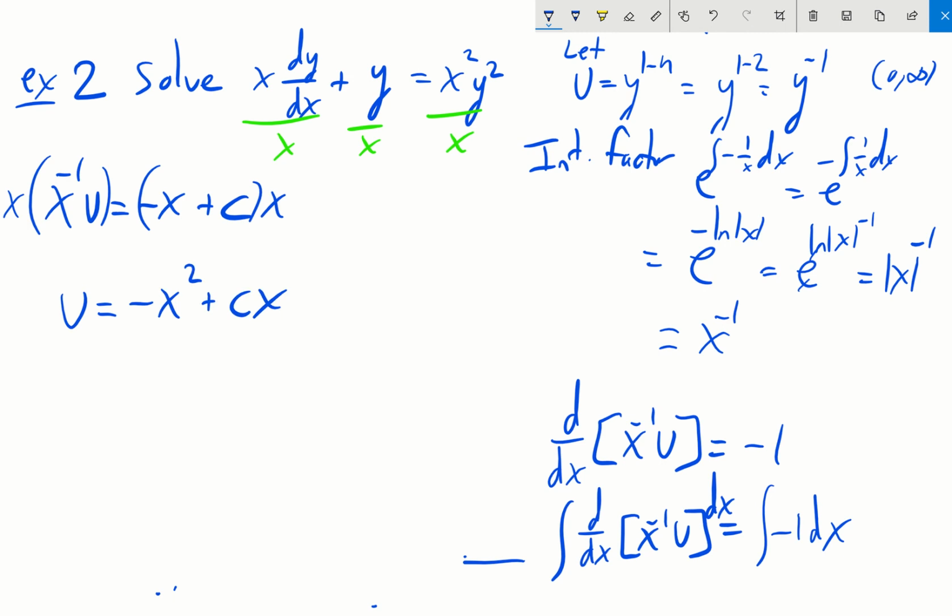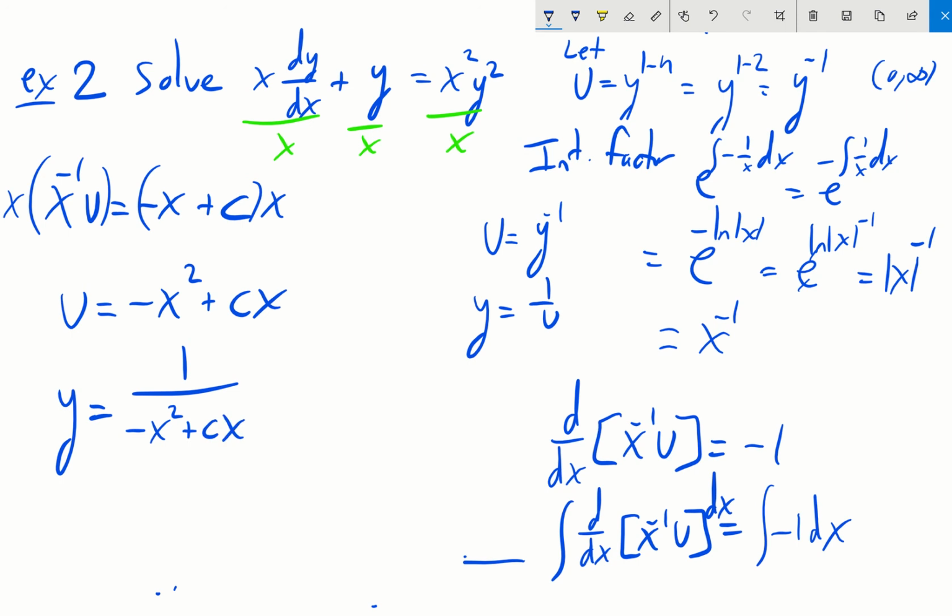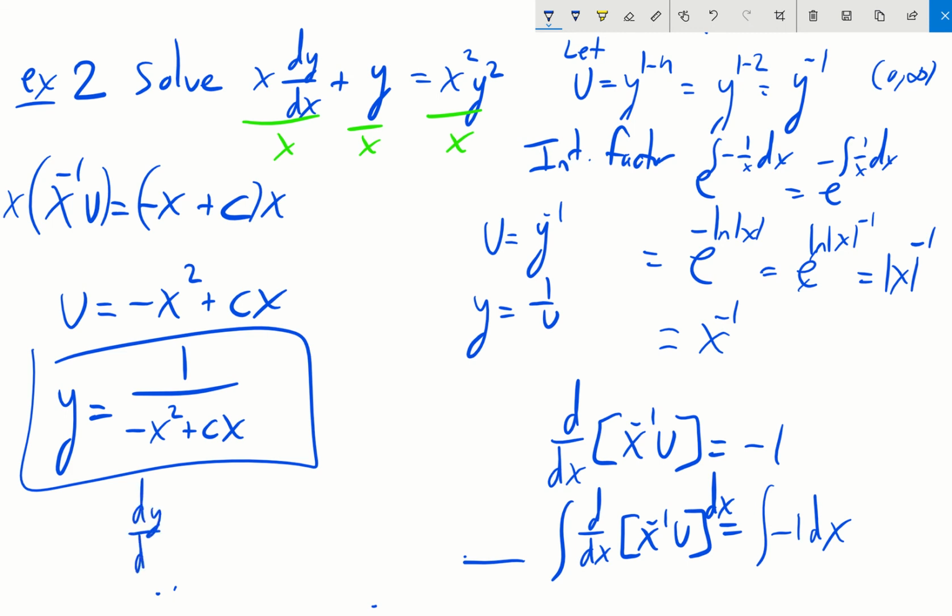And remember, if we go back to our substitution, what was u equal to? Well, u was equal to y to the negative first, or we had that y was equal to 1 over u. So our solution to this differential equation would be y equals 1 divided by negative x squared plus cx. And again, we were able to do that with a substitution. We recognize the equation as a Bernoulli equation. Just to recap, those are of the form dy dx plus some function of x times y is equal to some function of x times y to the n power. That makes it Bernoulli of order n.